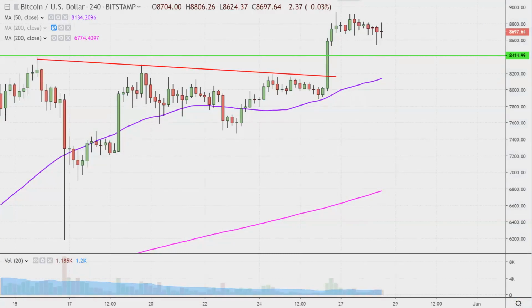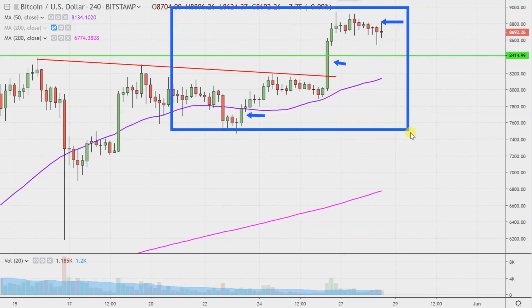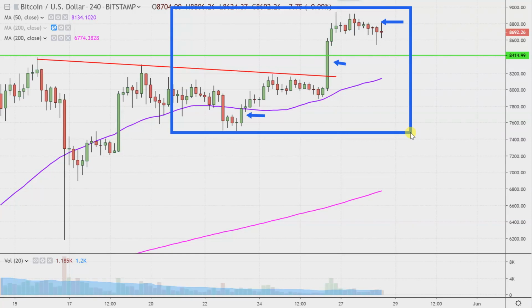Real quick, what do I mean by 4-hour in case maybe you're new to charts? Instead of each one of these candlesticks here representing 1 day's worth of price action, which is what you would normally see, each one represents 4 hours. So while this here may look like a few weeks worth of time, it's actually just the past few days broken down into 4-hour time slices.